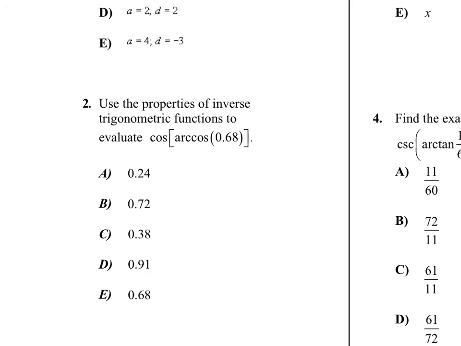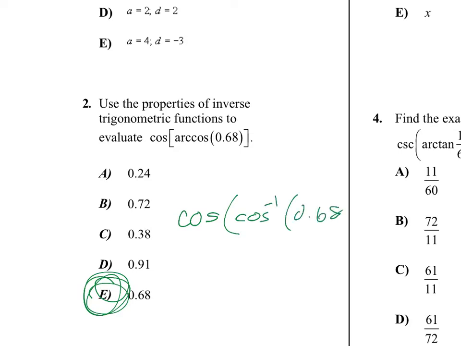Not too bad. Okay, now we're doing inverses. This part you will need your calculator. So you're going to have the cosine of the inverse cosine. Cosine of the inverse cosine of 0.68 close parenthesis, and I get 0.68. So all I did in my calculator was put cosine, then cosine inverse, and then I put 0.68.